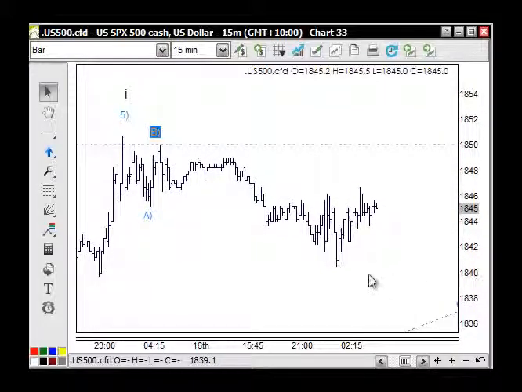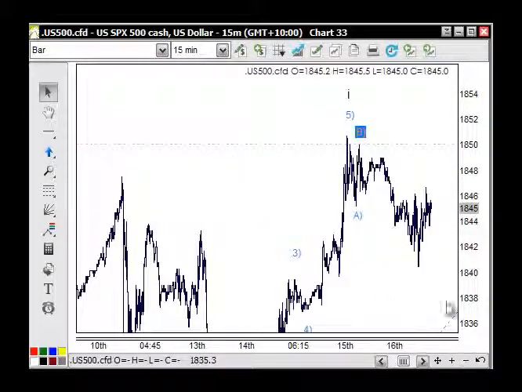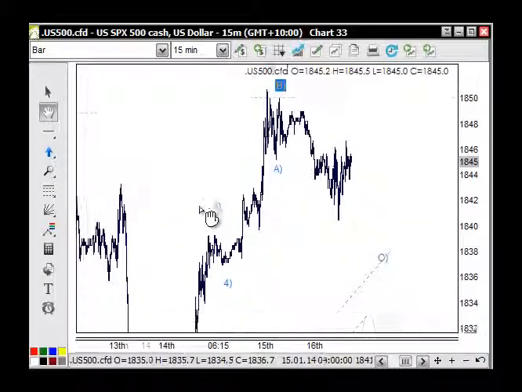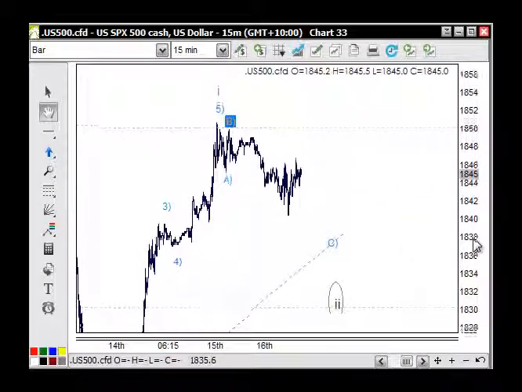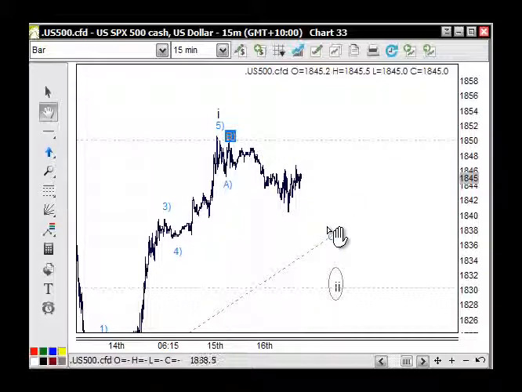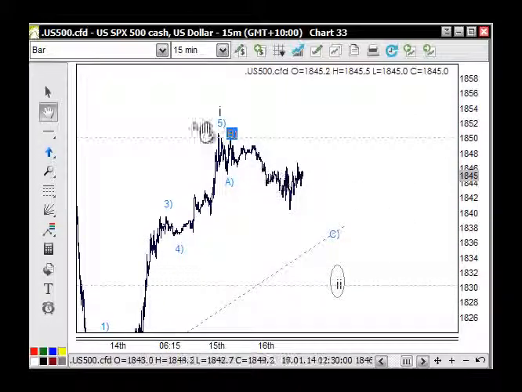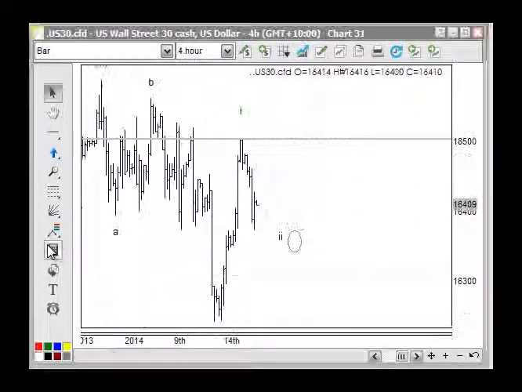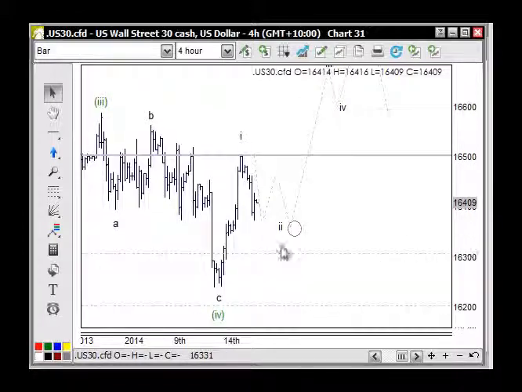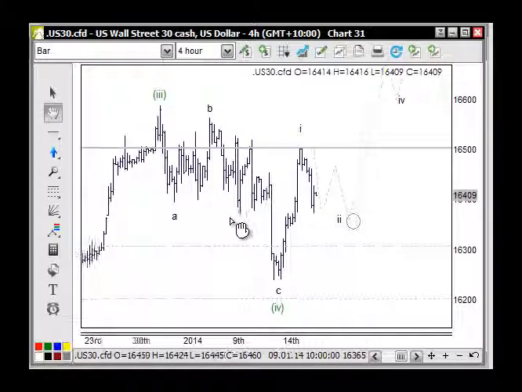Anyway, let's wait for a little while until it gets a little bit clearer. But this can come down to this 1830 area here. So this is the buying opportunity here, and that's the buying opportunity further up above the 1850 as well.